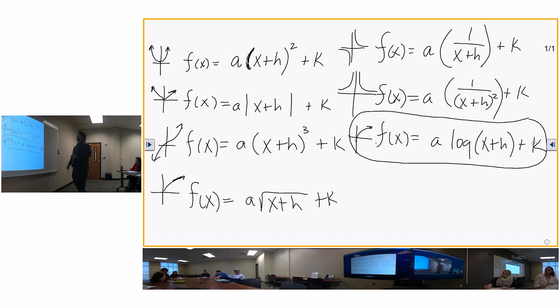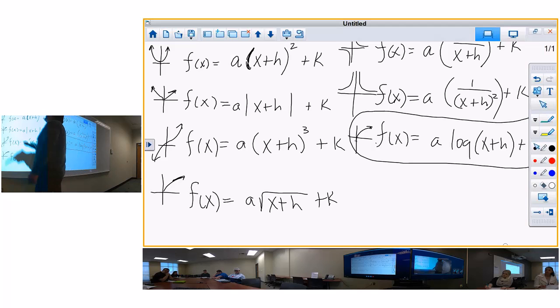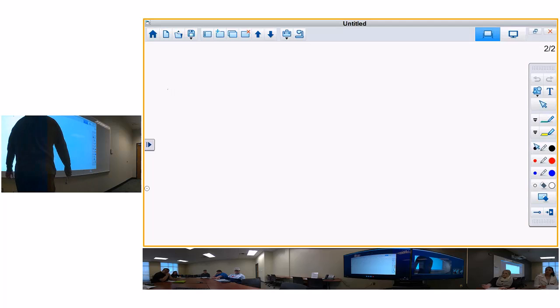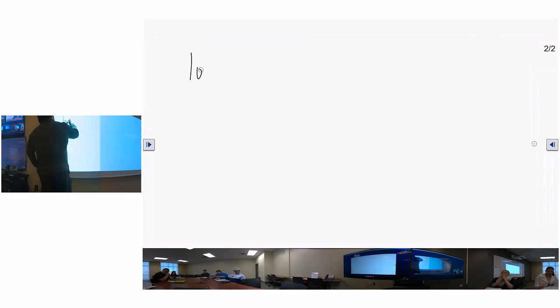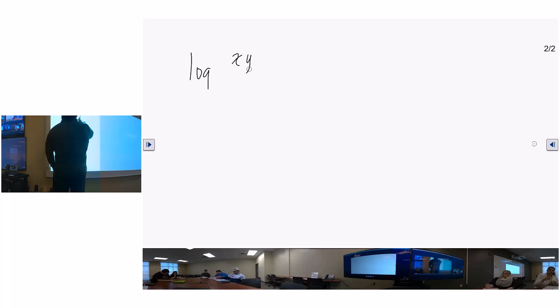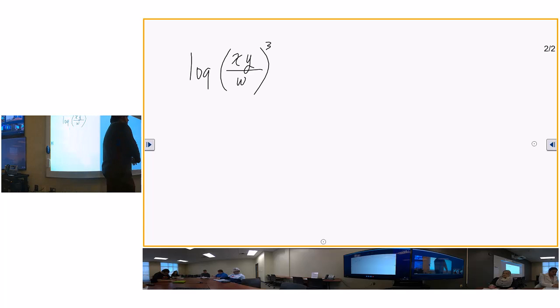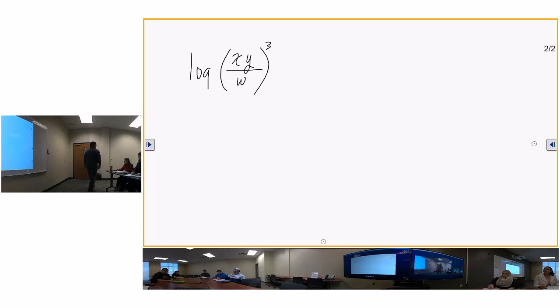The other kind of logarithm is a rewrite. What is a rewrite? That's when you are given a logarithm and you either need to simplify it or what? Expand it. So let's go with log of x, y over w raised to the 3rd power. Okay, that is a problem right there that you should be able to do.